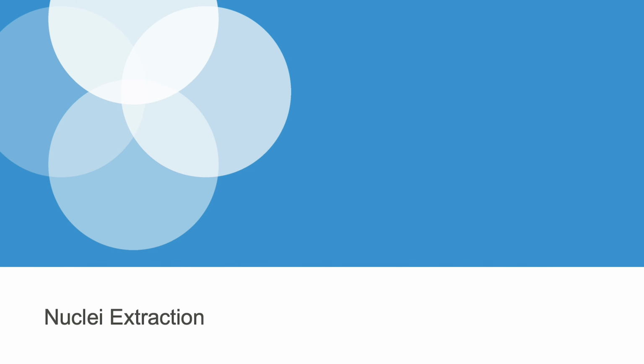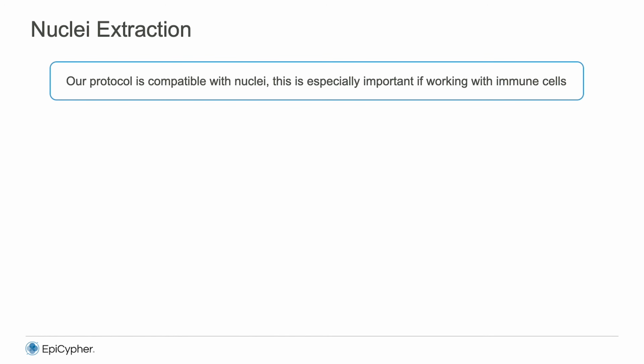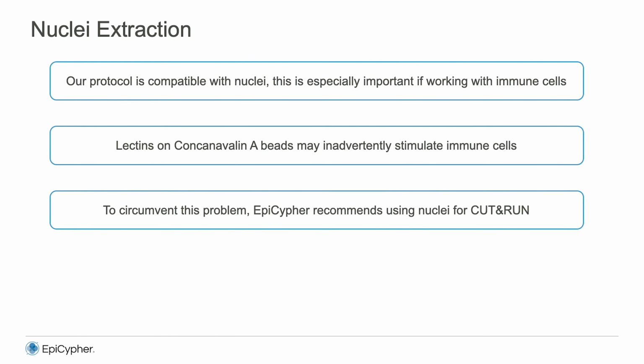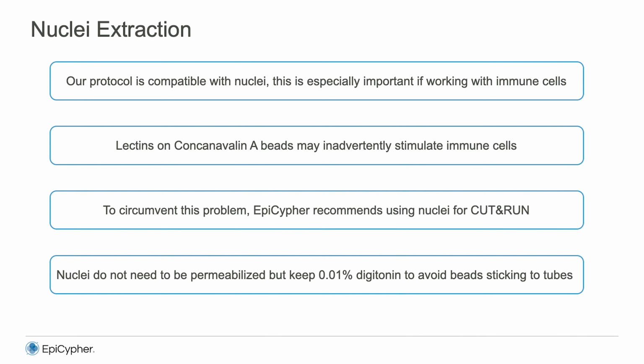CUT&RUN is compatible with nuclei, which is especially valuable when working with immune cells. We recommend using nuclei with immune cells since the lectins on ConA beads may inadvertently stimulate them during binding. Our pAG-MNase is able to diffuse into the nuclear pores, alleviating the need for membrane permeabilization. But keeping 0.01% digitonin in the workflow will prevent ConA beads from sticking to the tubes.